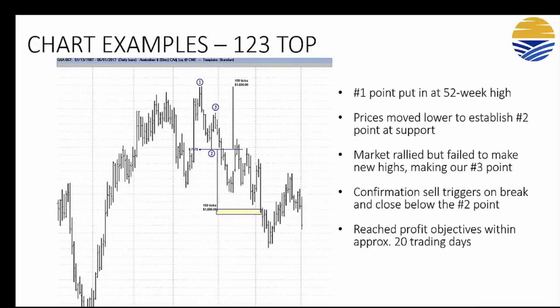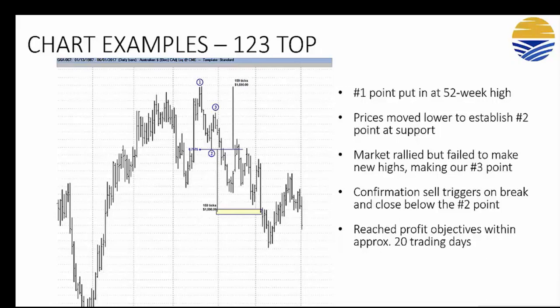This is a daily chart of the Australian dollar. Notice that the number 1 point was put in at a 52-week high. Prices moved lower to establish a number 2 point. The market then rallied but failed to make new highs, i.e. did not take out the number 1 point, which then made our number 3 point. Once we see the market move down through the number 2 point, that is the trade trigger or trade entry.